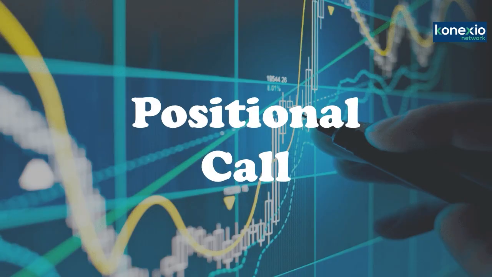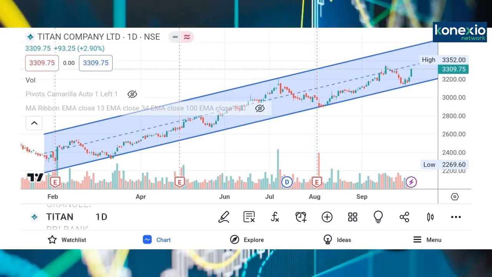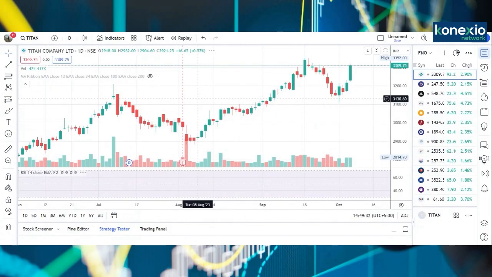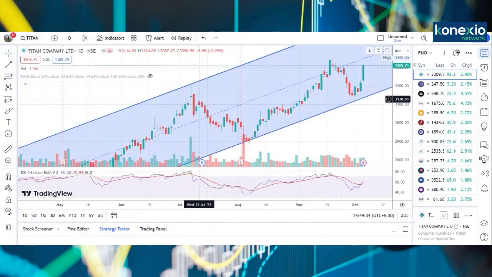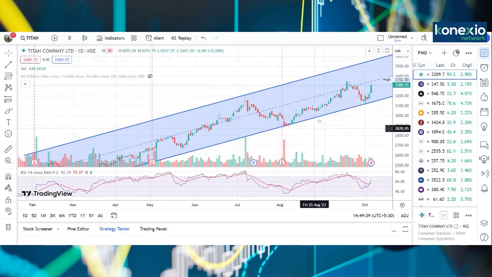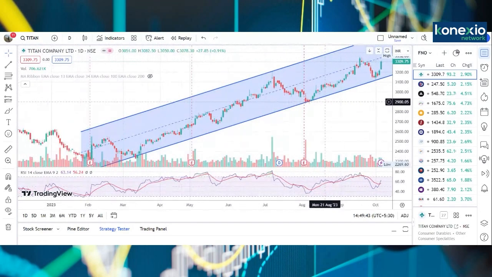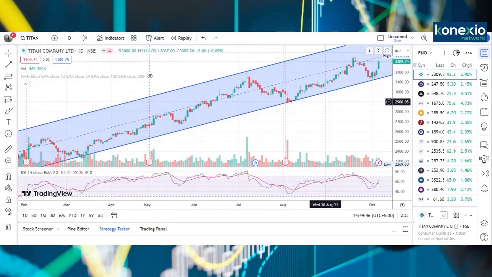So friends, now let us come to the final segment of our show, which is the positional call. I've identified one stock. The name of the stock is Titan. Again, the festive season has already started, and there could be a boost in the consumption of jewelry and watches and all different types of discretionary consumption, or whatever we call it. So definitely you can see the setup is positive.